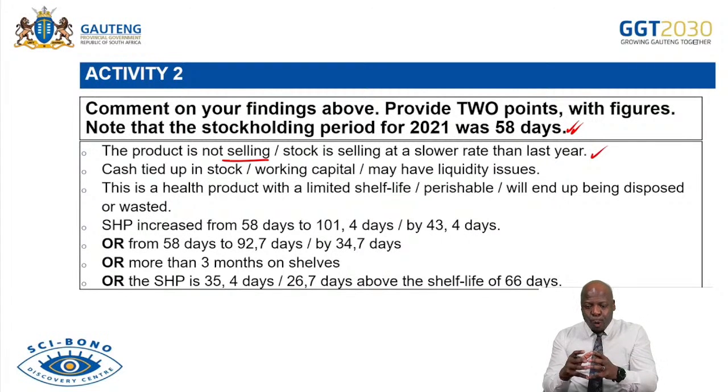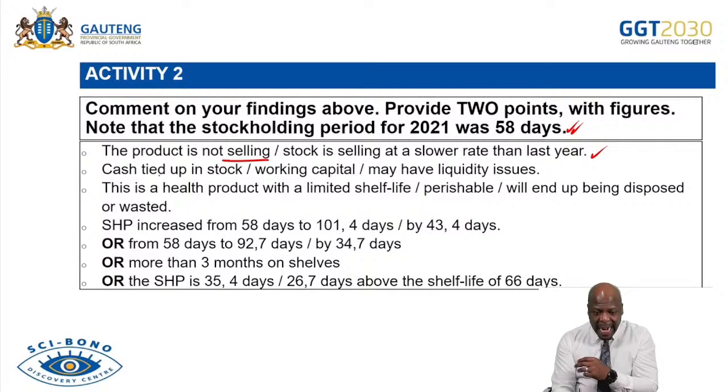So when we have 101 days of stock being in the business, not selling, it means we have tied up our cash in stock. So cash is tied up in stock. In other words, it is now affecting our working capital. We will definitely have some liquidity issues. We may have some liquidity issues.